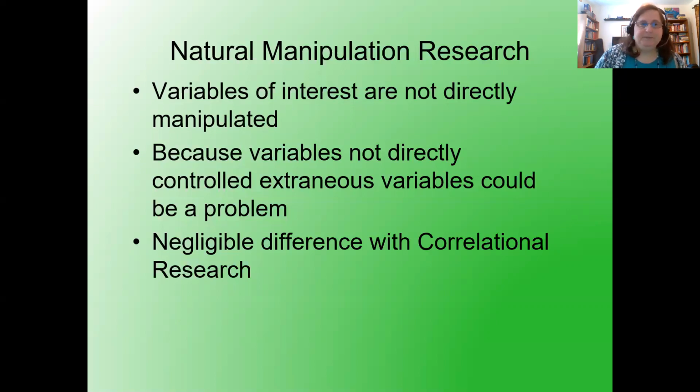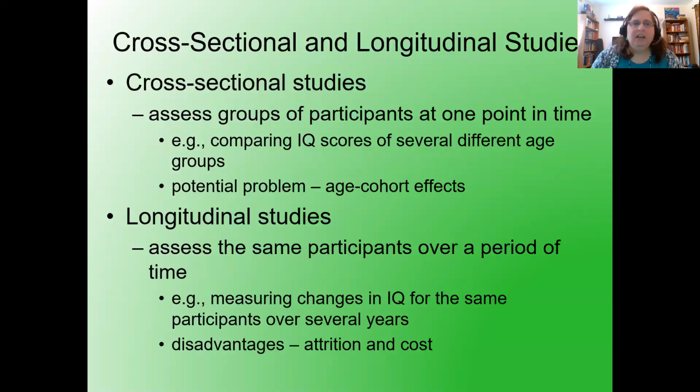All right. Now I want to get into cross-sectional and longitudinal studies. A cross-sectional study is when you assess groups of participants at one point in time, for example when you compare IQ scores of several different age groups. The potential problem is age cohort effects.